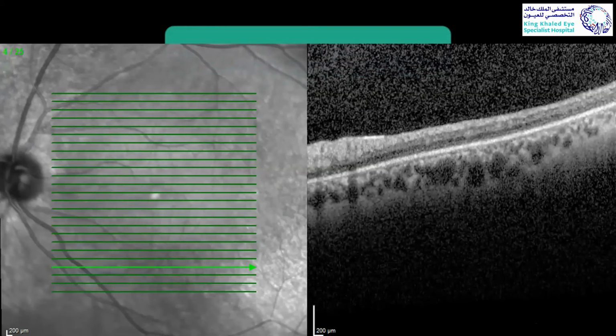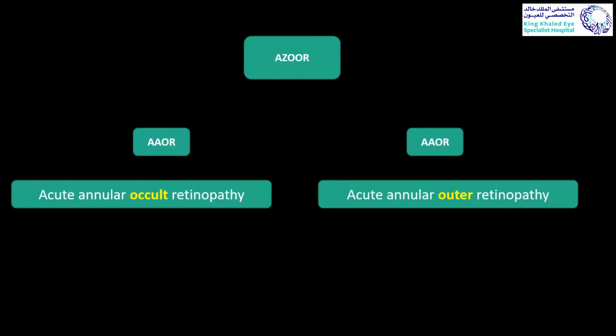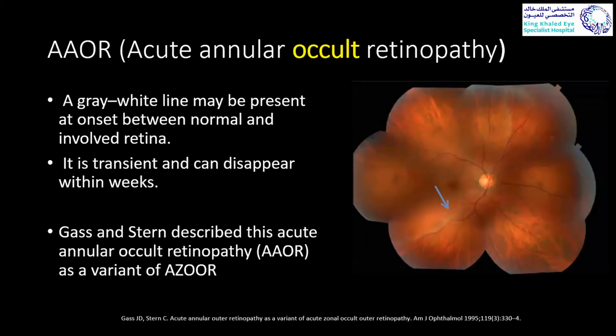And if you do OCT at these lesions or at this atrophic area, you will find the outer retinal loss. Two entities have been described in the literature as a part of AZOOR, and both of them are labeled as AAOR. The first one is acute annular occult retinopathy, and the second one is acute annular outer retinopathy. I think these terms cause a lot of confusion, but simply it is like AZOOR, but in those two diseases you will find a line, or demarcation line, that separates the normal retina from the affected retina.